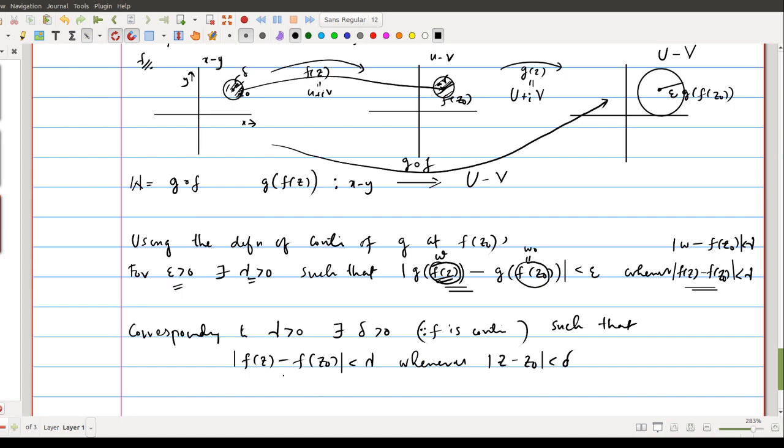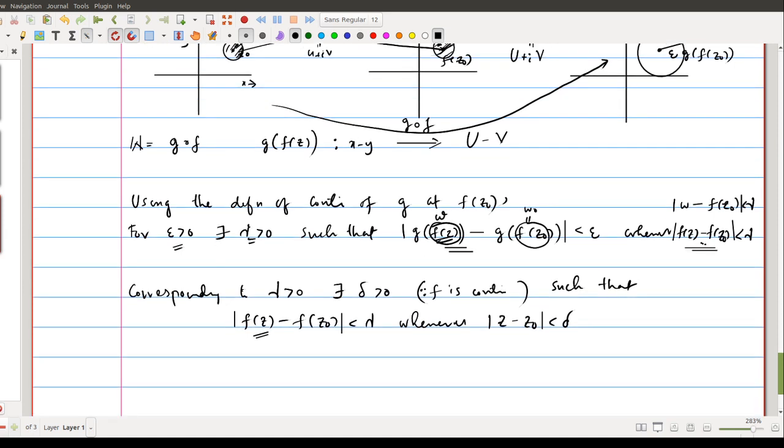Now consider this one: whenever mod z minus z0 is less than delta, mod f of z minus f of z0 is less than gamma. So you can write this f of z as a w which satisfies this condition. That's why I have written it like this. By the definition of continuity of g at f of z0, this result is true for every w satisfying this condition, irrespective of whether that w is f of z or not. So in order to prove this result, we will take f of z for which the distance between f of z and f of z0 is less than gamma. We start with this.